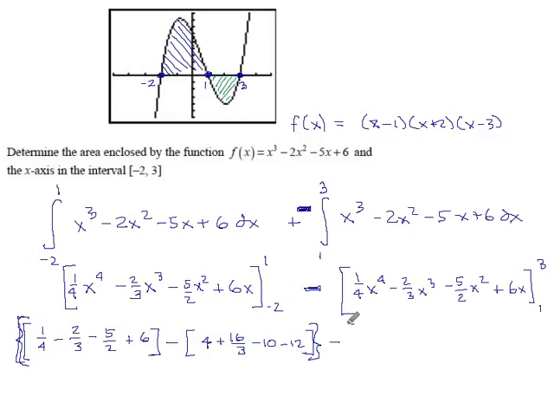Okay, then for our second set, 3, 9, 27, 81 over 4 is our first term. 27 times 2/3 is minus 18. 9 times minus 5/2 is minus 45/2. And 6 times 3 is 18. Minus 18 and plus 18. Nice, that'll cancel. And then we get minus... I'm not going to make it on one line, am I? I have to go to another line. Rats. 1/4.